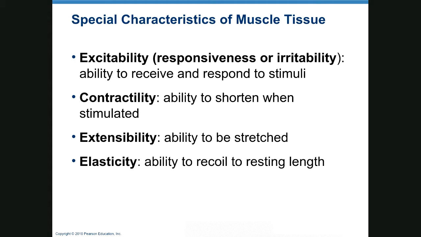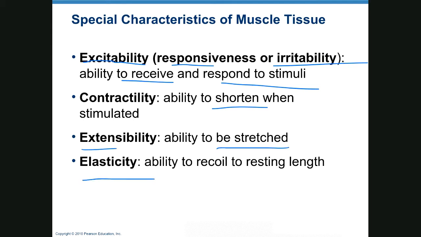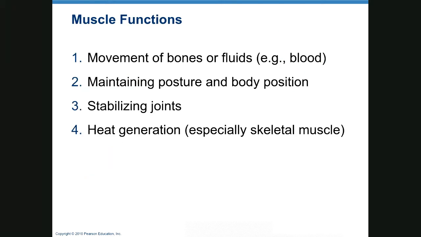Okay, all muscle has specific characteristics. They're excitable. Another word for that is they're responsive or irritable. In other words, they receive a stimuli and they respond to that stimuli. They're contractile. They can shorten when stimulated. They're extensible. They can be stretched. They have elasticity. Once they stretch, they can recoil back to their original length. Muscle function: movement of bones or fluids, maintaining posture, stabilizing joints, heat generation.